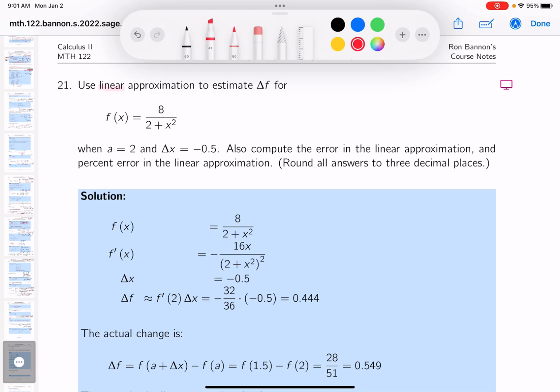Okay, use a linear approximation to estimate delta F for this problem over here, with the understanding that A is 2 and the delta X is minus 0.5, all right? We'll also compute the error in the linear approximation and the percent error in the linear approximation. Round all answers to 3 decimal places, all right? Now, if it's an exam question, just write down what the work is.